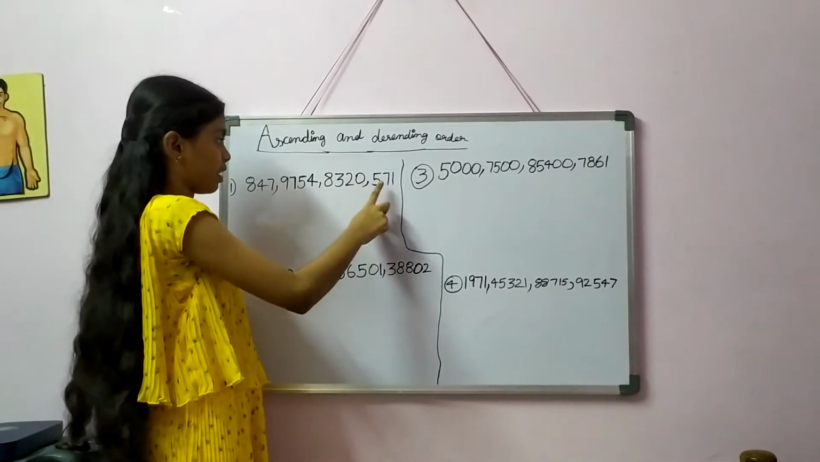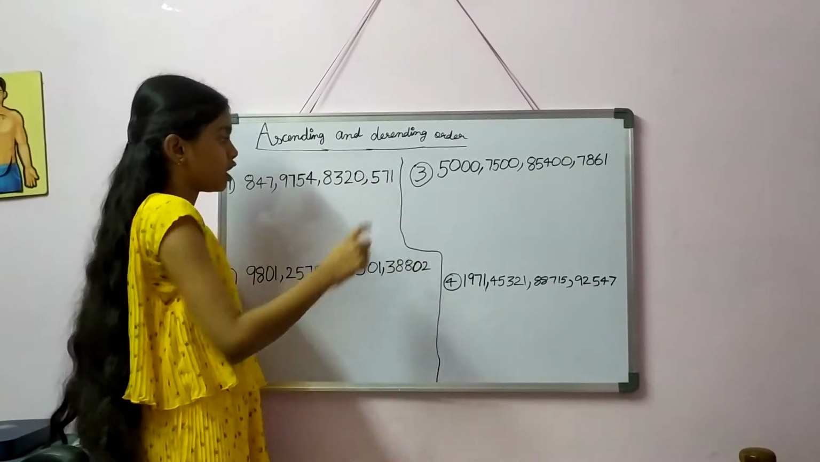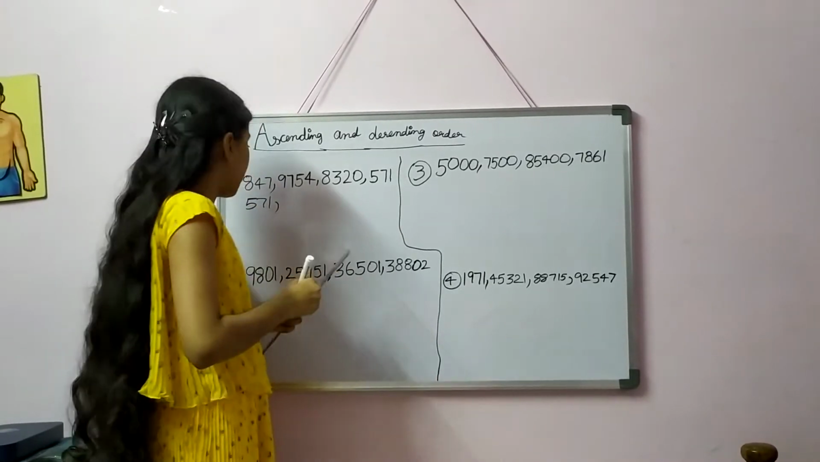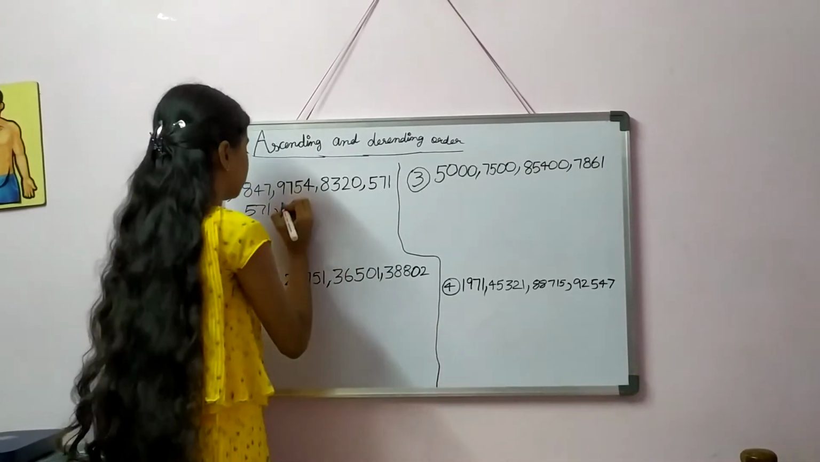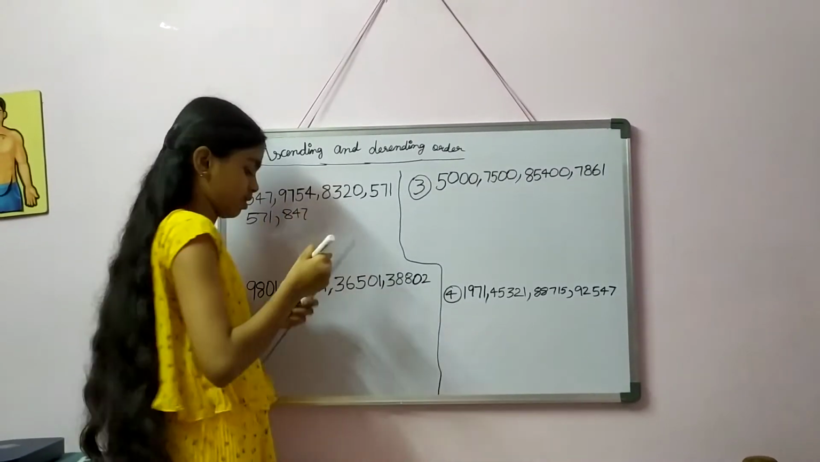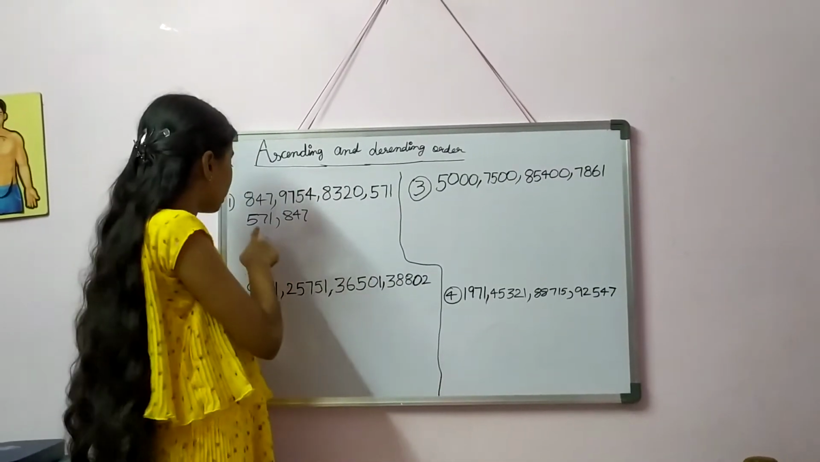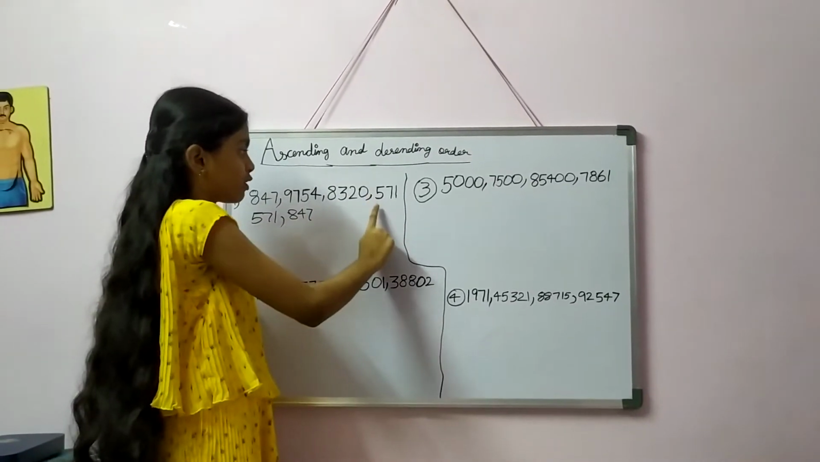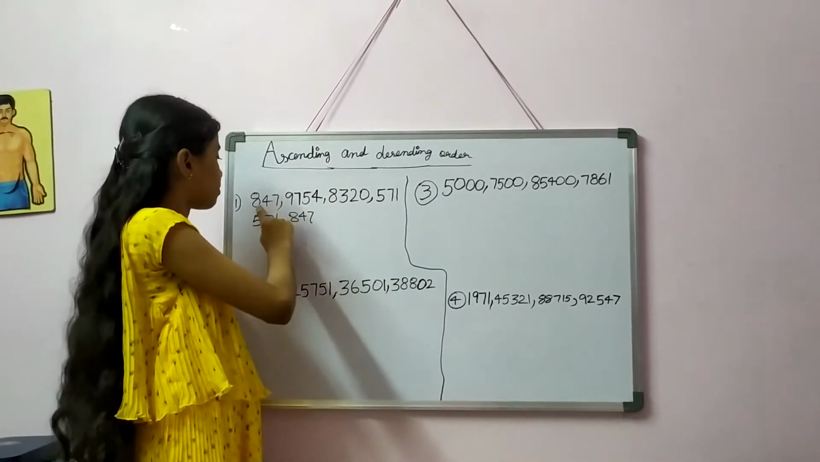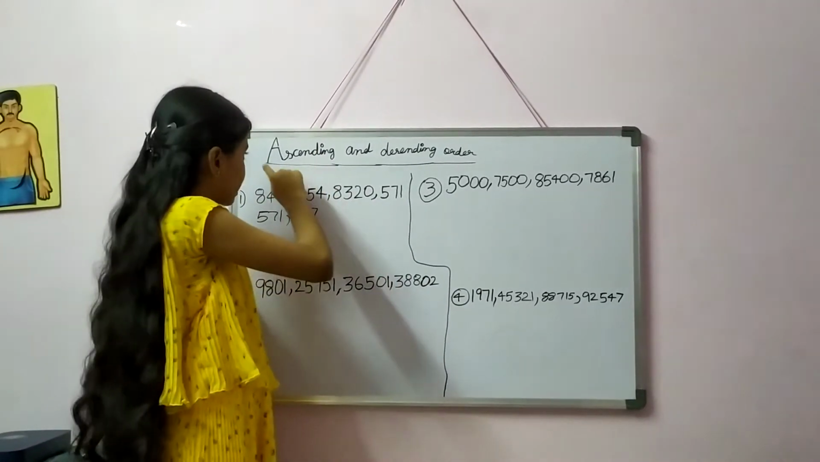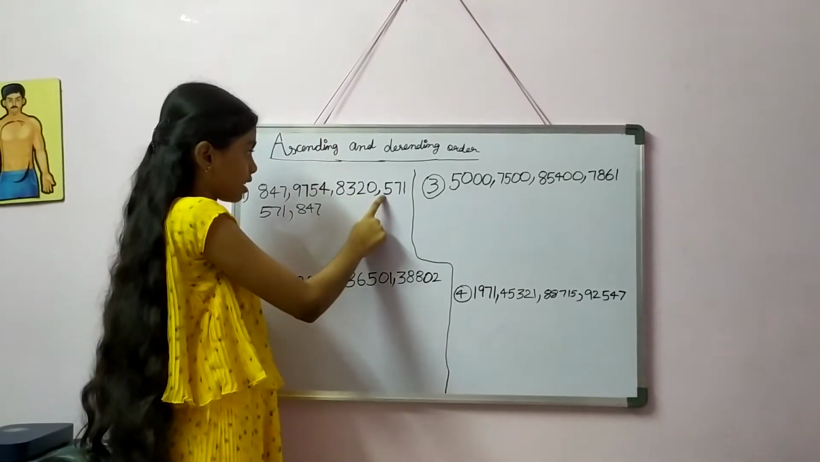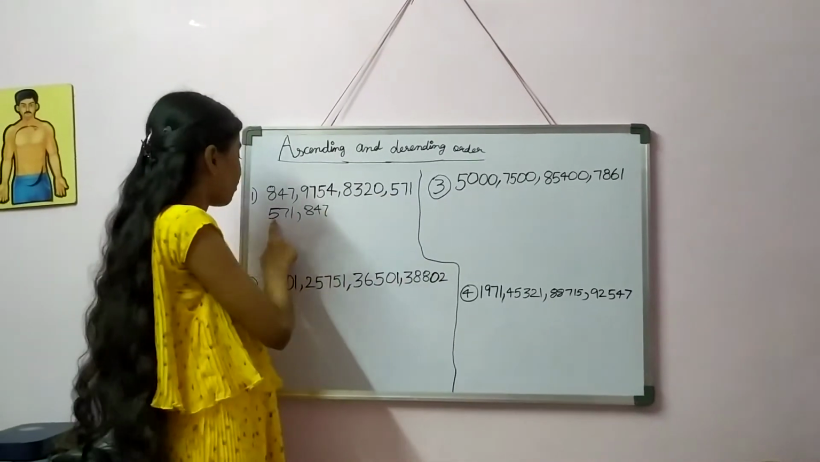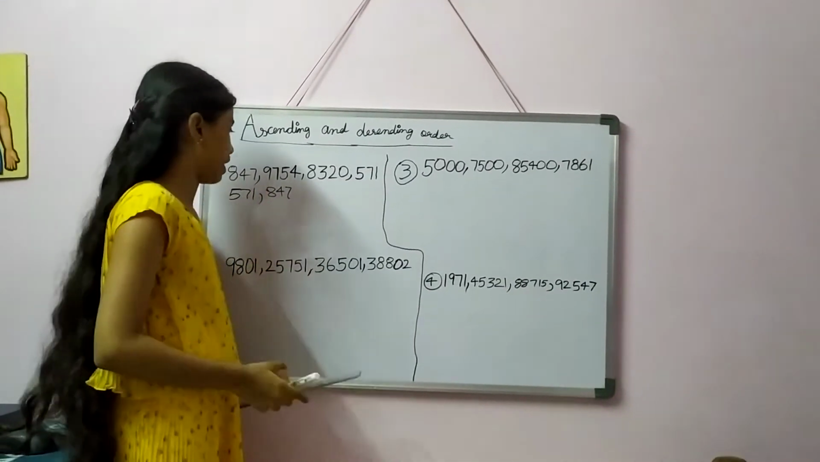Which is the smallest number? 571. So first we should write 571. Next is 847. Why can only 571 come first? Because when you look at the hundreds place, the bigger digit is 8. In ascending order we go from small, and 5 is the smaller number in the hundreds place. So we should keep 571 first and 847 next.